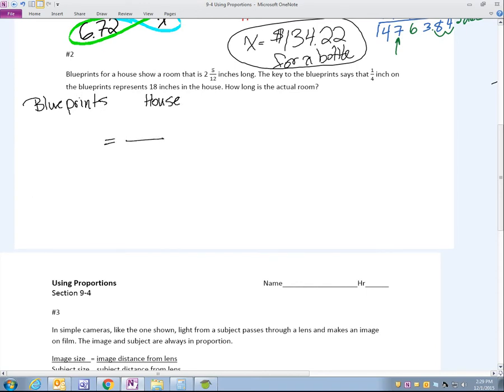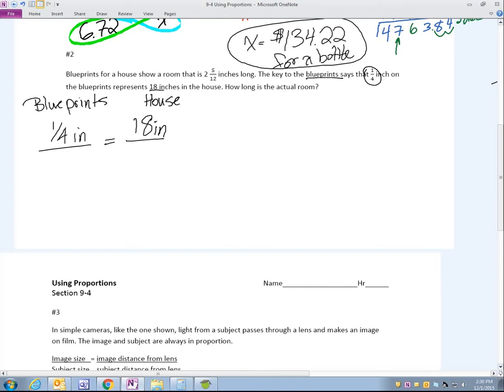So I'm going to do what I'm going to do every time first for the second and third sections of our homework, which is make a proportion. Blueprints, house. The best way to do this is, see how this is an underline and this is an underline? You write down the known information right away, where you're directly comparing two things. The blueprints, 1/4 inch. I'm doing a sideways fraction bar. Let's keep fractions. Then we have the house represents 18 inches.